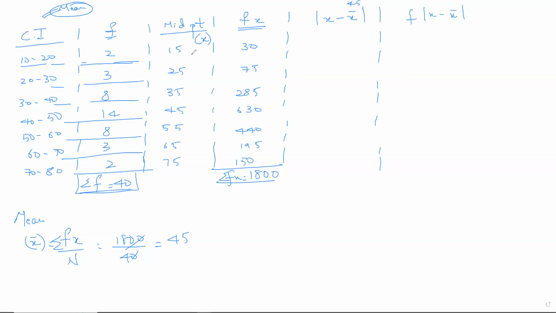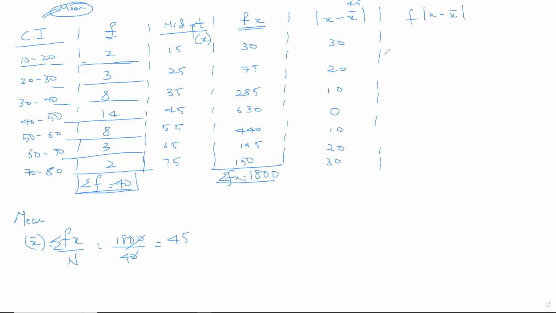Now, the x value in the first row is 15. What is 15 minus 45? It is minus 30, but since there is a modulus, I'll write 30 here. I am not including the fx table, that is used up. I'm using the x table, the midpoint table. Similarly, what is 25 minus 45? Only take the positive sign, so it gives you 20. 35 minus 45 gives you 10. 45 minus 45 gives you 0. 55 minus 45 gives you 10. Then 20 again, 30 again. Now I got this column also, but this column is not the necessary one for me.